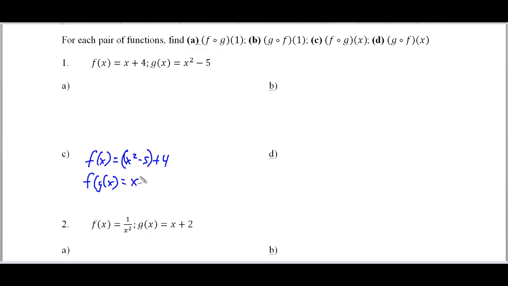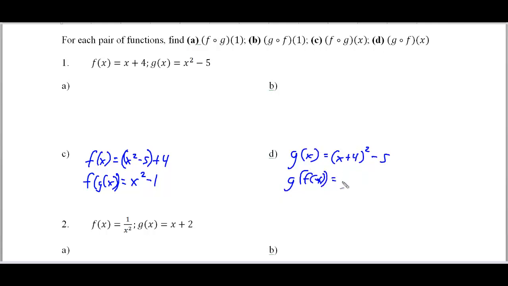So it's x squared minus 1. Now I'm going to do the same thing here. I'm going to start off with my g of x, which is x squared minus 5, but instead of writing x squared, I'm going to take my f and substitute that in for the x squared. So this is x plus 4 minus 5. Now this is g of f of x, because I plugged my f of x into my g.